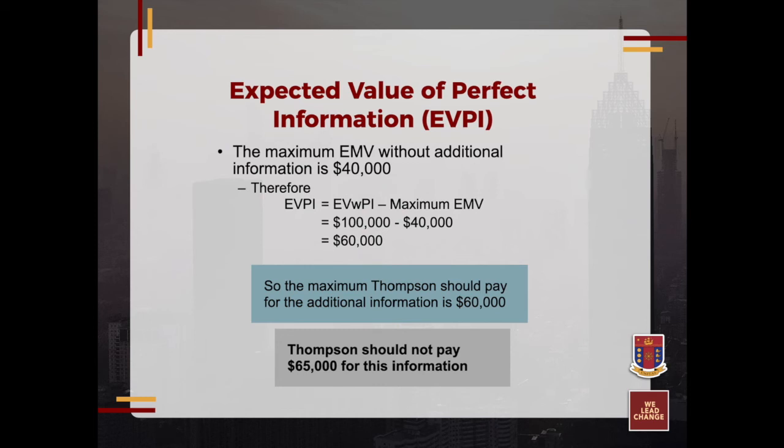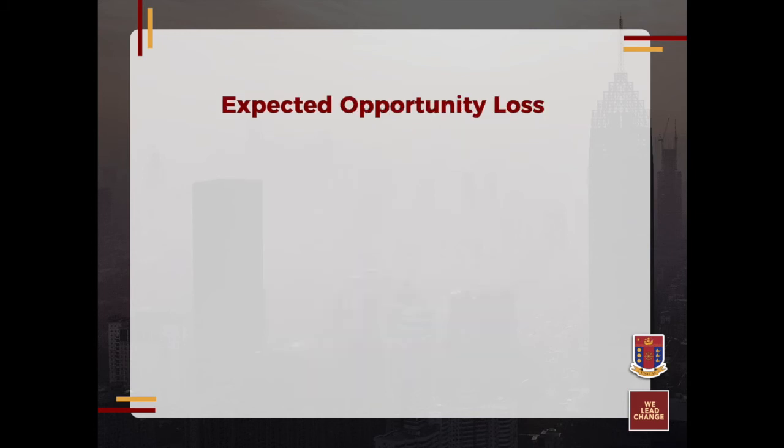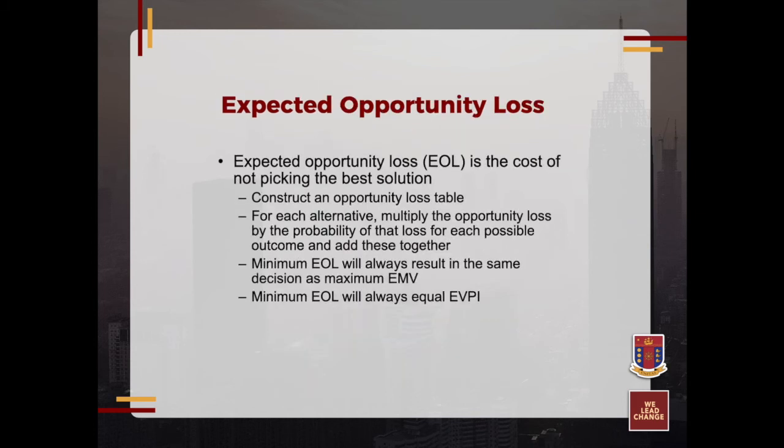And so the maximum Thomson should pay for the additional information is $60,000. If the consultants would say that the additional information would cost $65,000, he should not pay it. It is overpricing because the additional information is only worth $60,000. So that is EVPI. Now let's talk about expected opportunity loss.